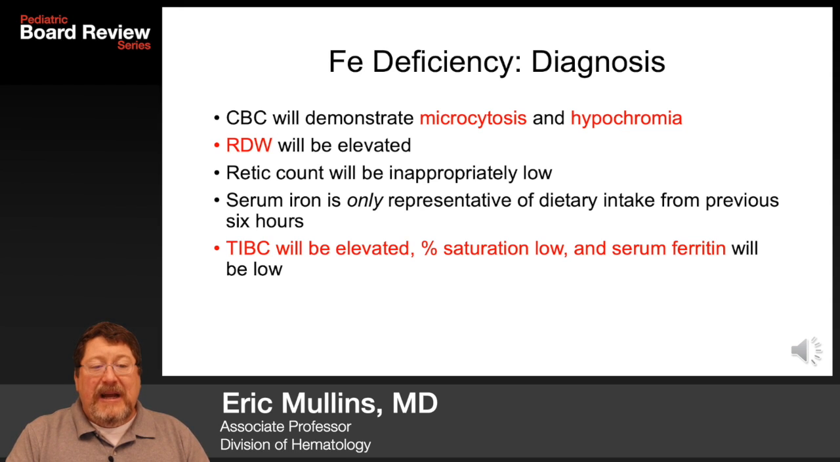And then finally, the iron studies that will be abnormal in iron deficiency. The TIBC, or total iron binding capacity, will be elevated. The percent saturation, meaning how much iron is actually bound, will be low. And the serum ferritin, which is a marker of your iron stores, will also be low.